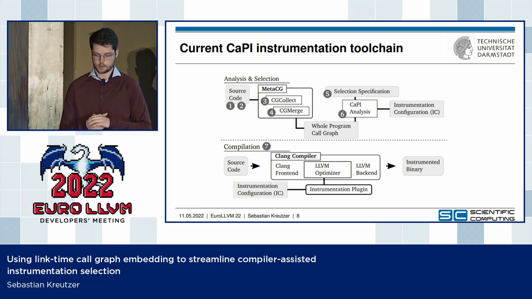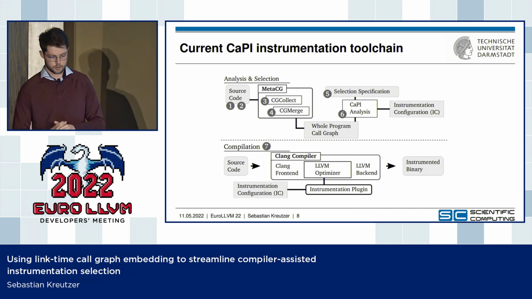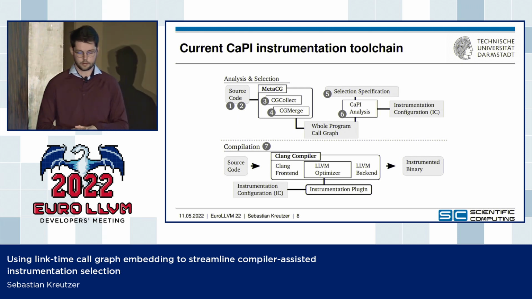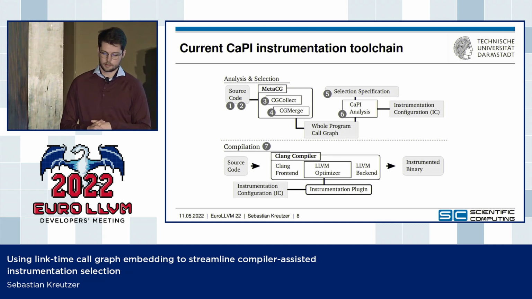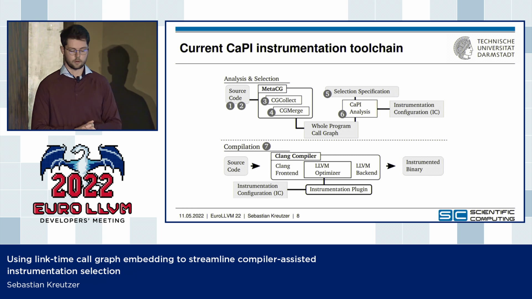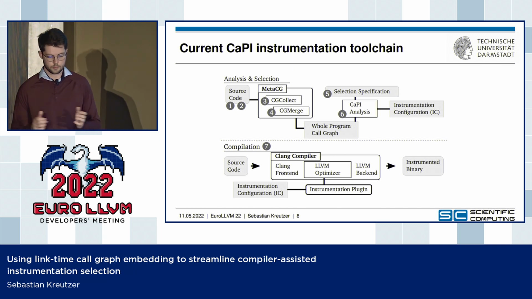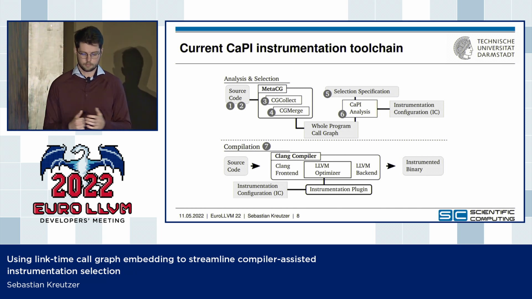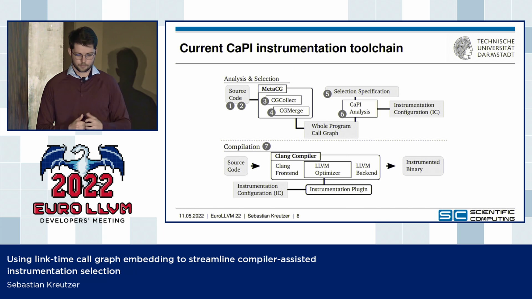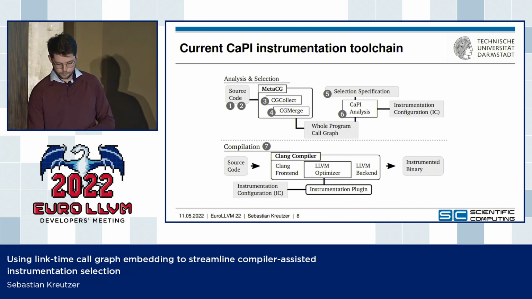And at the end, we get an instrumentation configuration, which basically is a list of functions that we want to instrument. We then put this instrumentation configuration into our compilation chain. And then we have a custom instrumentation plugin that inserts the instrumentation for our measurement interface. In this case, we use Score-P as our measurement library, but you can use different libraries.